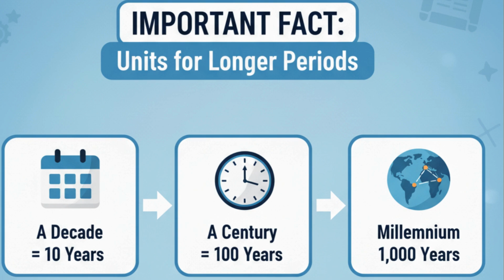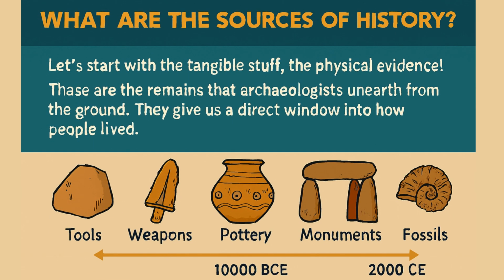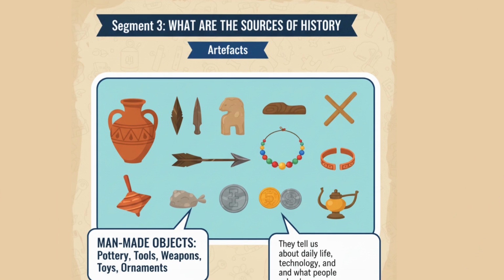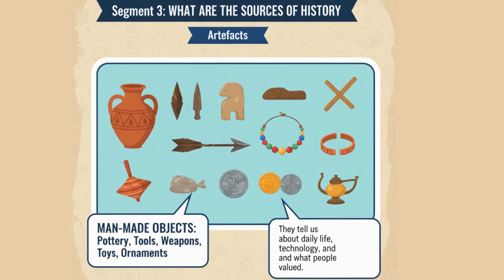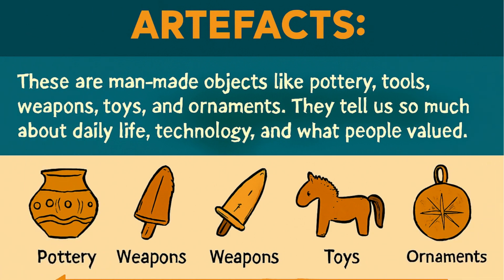What are they? Sources of history. Let's start with the tangible stuff, the physical evidence. These are the remains that archaeologists unearth from the ground. They give us a direct window into how people lived. Artifacts. These are man-made objects like pottery, tools, weapons, toys, and ornaments. They tell us so much about daily life, technology, and what people valued.